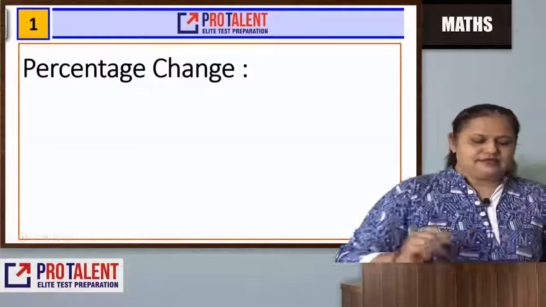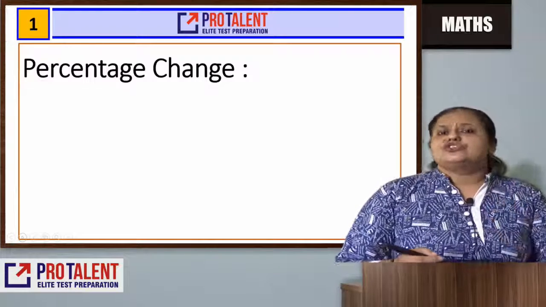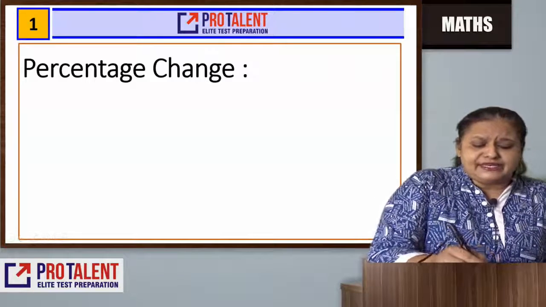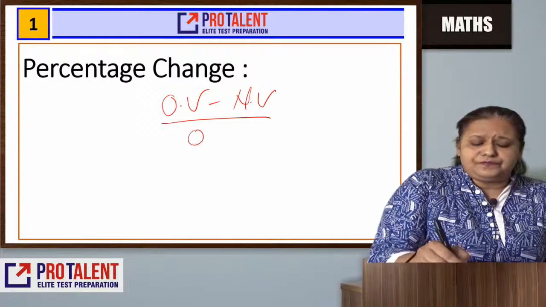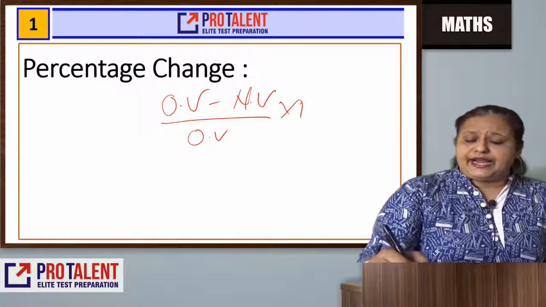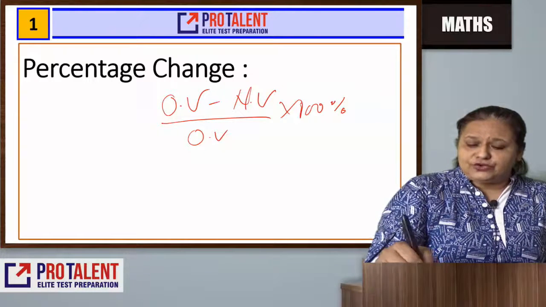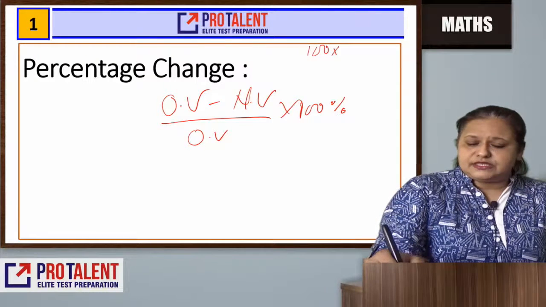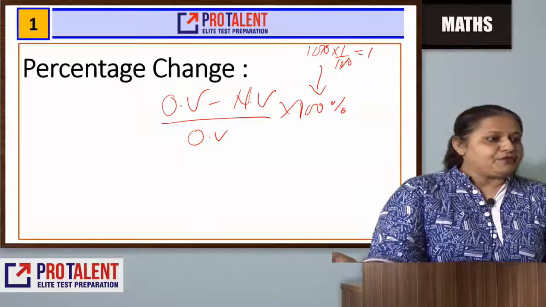Now, moving on to the next point, that is percentage change. Ma'am, what is the definition of percentage change? Sometimes it is written as old value minus new value upon old value into 100%. So what do I need to write when I write 100%? It is actually 100 into 1 by 100, which means I have actually multiplied by 1 only, but this is how we represent it. Okay, fine.